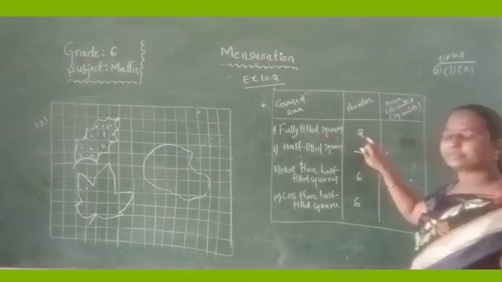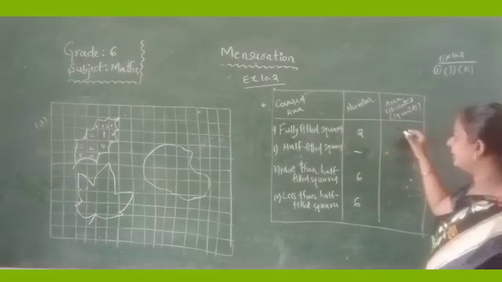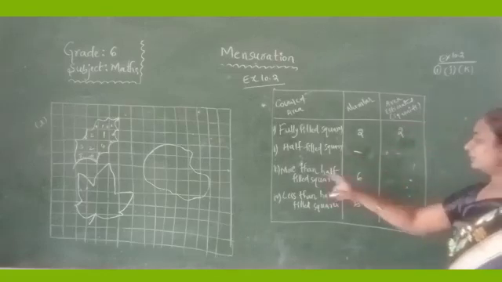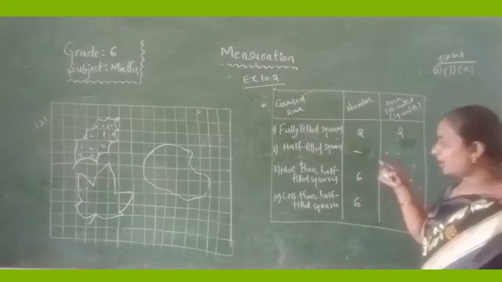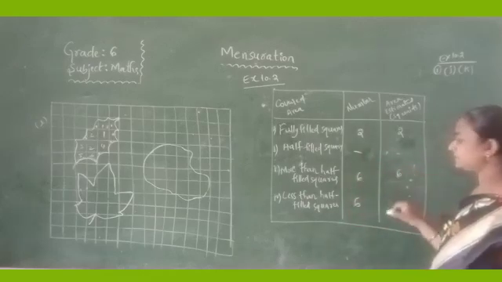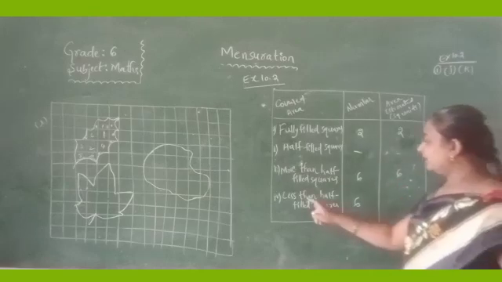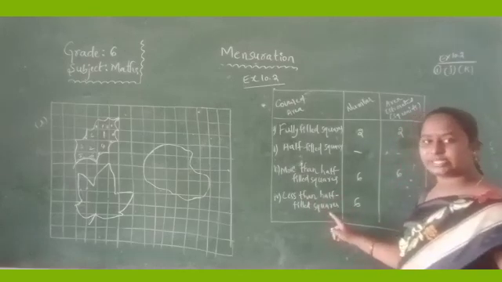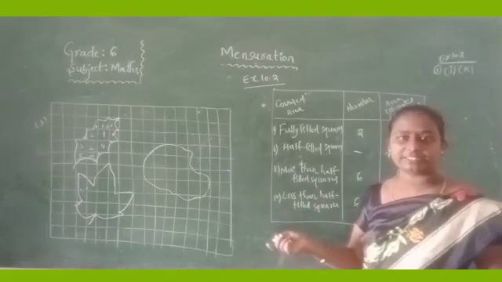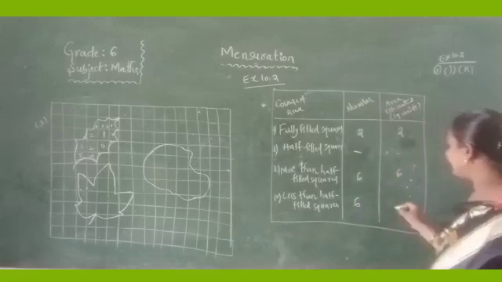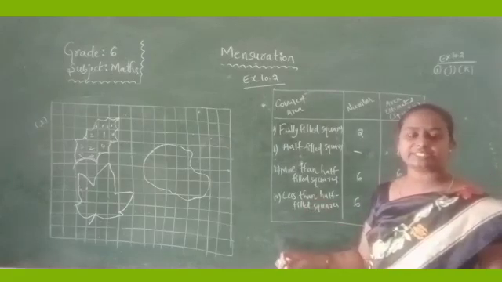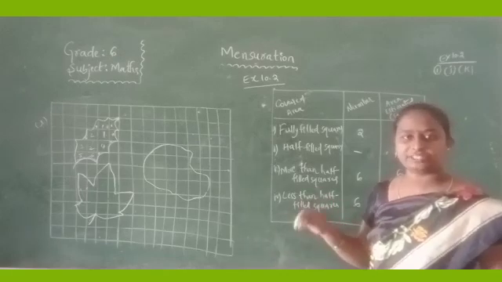2 full squares means what is the area? 2 square units. Okay? There is none, so leave that. More than half filled, 6 squares. What is the area of this? 6 square units. Less than half filled squares, how many? 6. If less than half filled, can we count that? We have to ignore. So that's why don't take. So you have to consider that less than half squares are counted as 0.